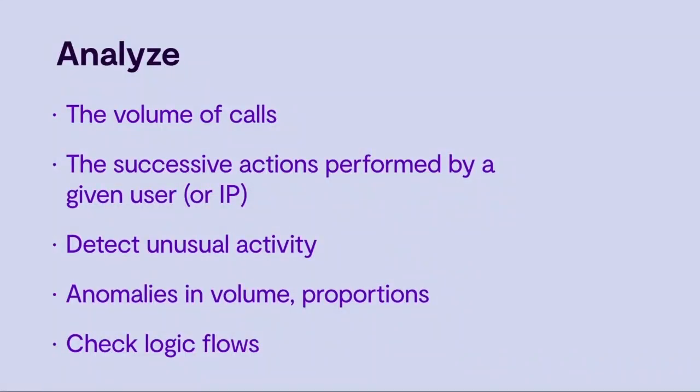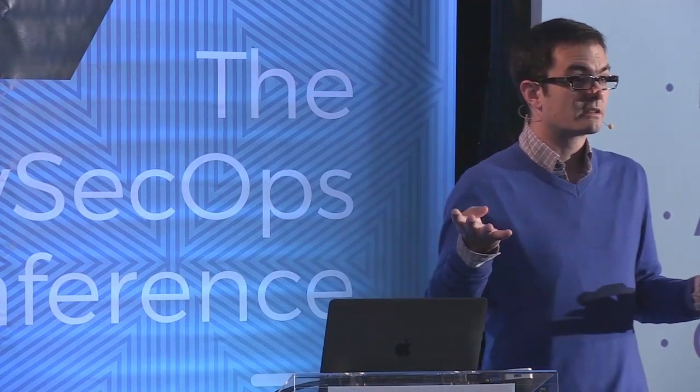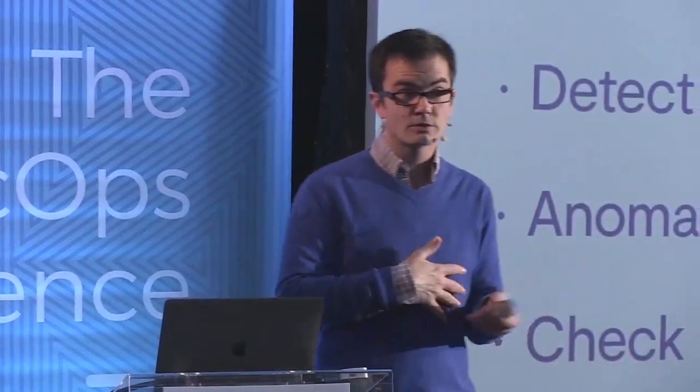So based on this, we could analyze many things, like the volume of calls, the successive actions performed by a user, by an IP. We could detect unusual activity, the anomalies in volume and proportions, and obviously we could also check the logic flows. If ordering a pizza needs to select a pizza first, then select a shop, then trigger the order and pay, that's 4 actions. We know it. If one of these actions is not called, that could be an indicator that something is going wrong.